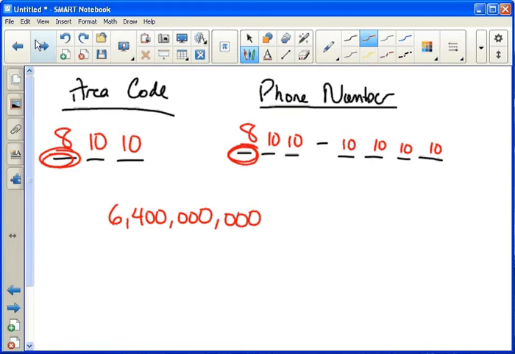Alright, if you want any practice with this kind of stuff, if you look in your books on page 985, anything from, say, 21 through 32 would give you a good practice.